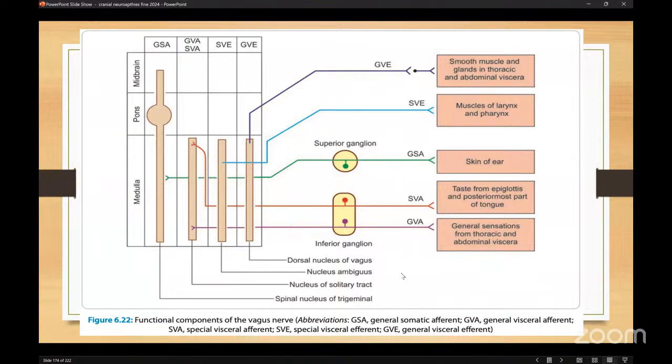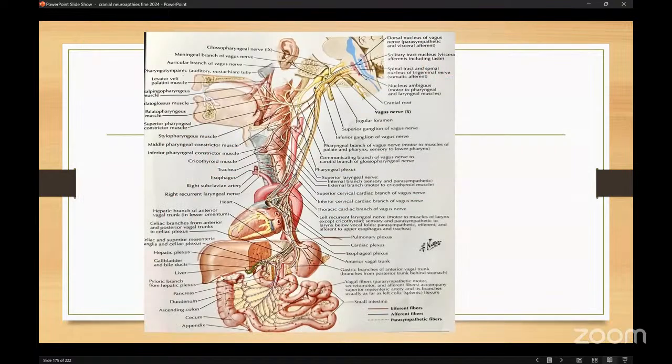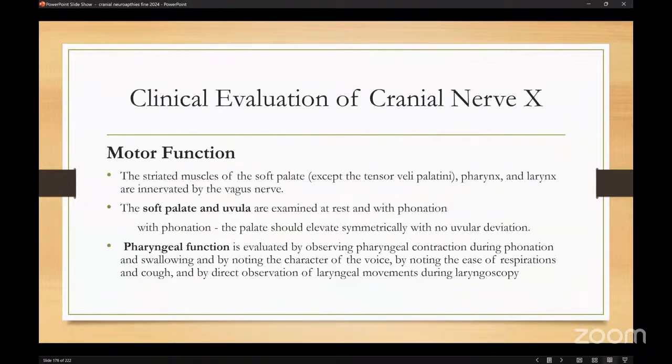So these are the nuclei for the 10th cranial nerve, and this is the entire anatomy of this nerve, 4 nuclei, and how the entire 10th cranial nerve courses. We don't have to remember all this. So how do you evaluate the 10th cranial nerve?